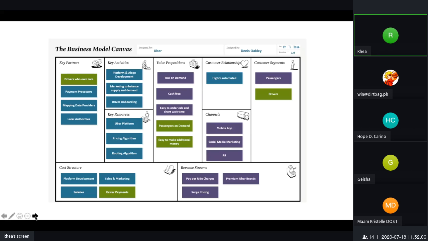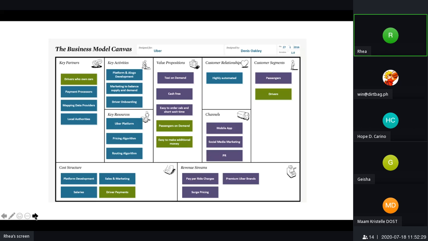They experience greater demand in certain times of day, so they have way higher pricing compared to the following hours of the day. They also have premium Uber brands. So if you want to ride a limousine rather than this kind of car on your way to work, then you have premium. You need to pay premium for that.